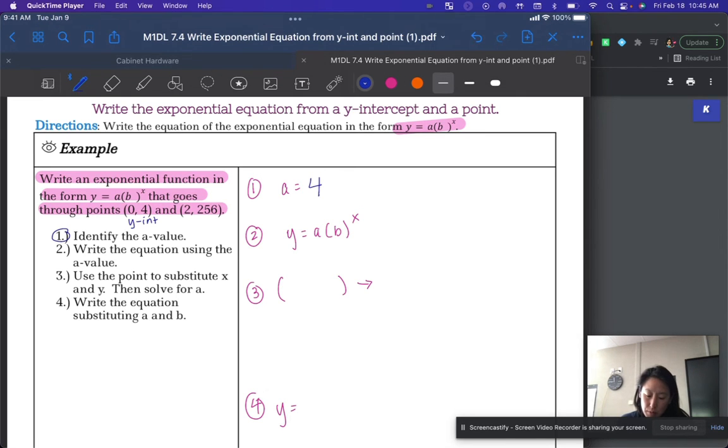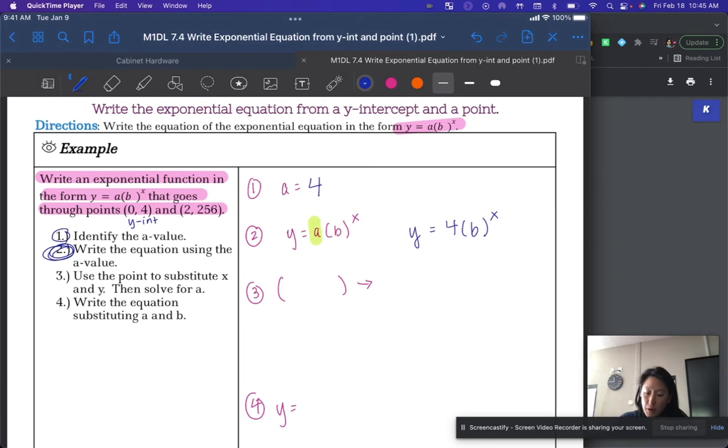So I know that my a value is equal to 4, because that's my y-intercept. So first off, we're identifying the a value. Then what we're going to do is write the equation using the a value. So I'm going to start with y is equal to a times b to the x, and we're going to replace a with 4. So it looks like this. Y is equal to 4 times b to the x.